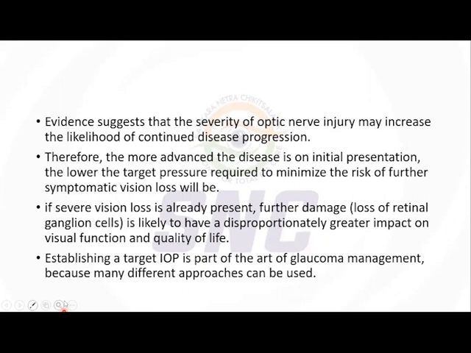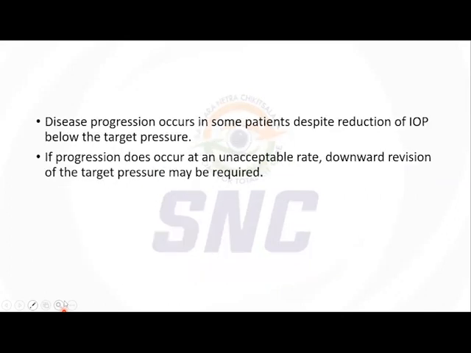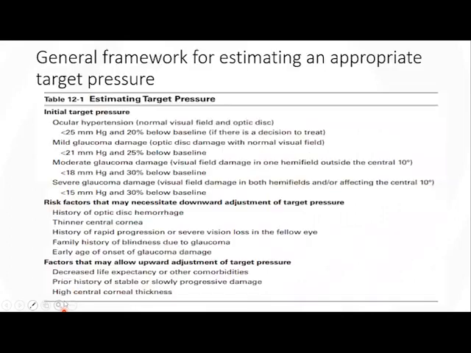So, the more advanced the disease at the initial presentation, the lower the target pressure required to minimize the risk of further symptomatic visual loss. If severe visual loss is already present, further damage is likely to have a disproportionately greater impact on visual function and quality of life. Establishing a target IOP is part of the art of glaucoma management. Disease progression occurs in some patients despite reduction of IOP below target pressure. If progression does not occur at an acceptable rate, downward revision of target pressure may be required.